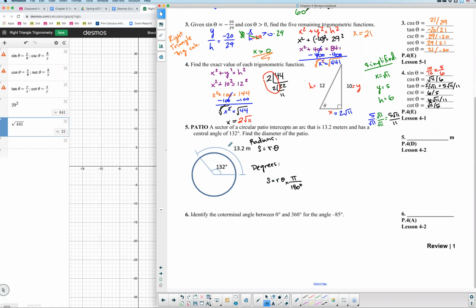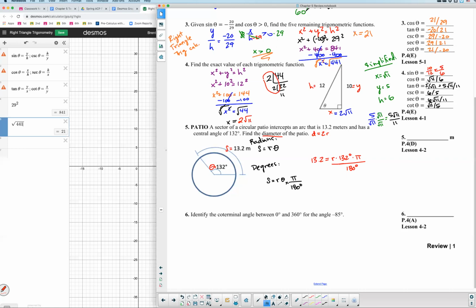On this particular problem, they tell us our arc length is 13.2. They also tell us our theta is 132 degrees. We want to find the diameter, and I want to remind you that diameter equals twice the radius, or 2 radiuses. So to solve this, we'll take our formula, and we're going to say 13.2 equals the radius, it's unknown, times 132 degrees times pi, and divide that by 180. And that could go all the way across. You could rewrite this as one fraction.